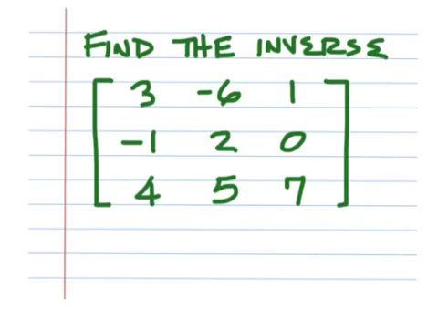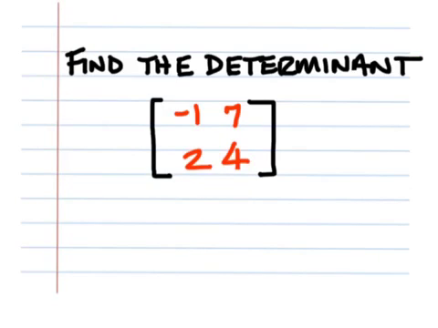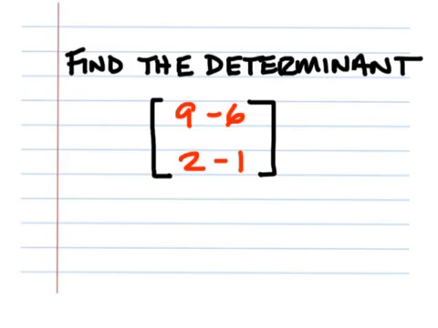Practice problem number 1. Bonus number 1. Answer to bonus 1 is 6. Bonus number 2. Solution to bonus 2 is negative 18. Bonus 3. Solution for bonus 3 is 3.